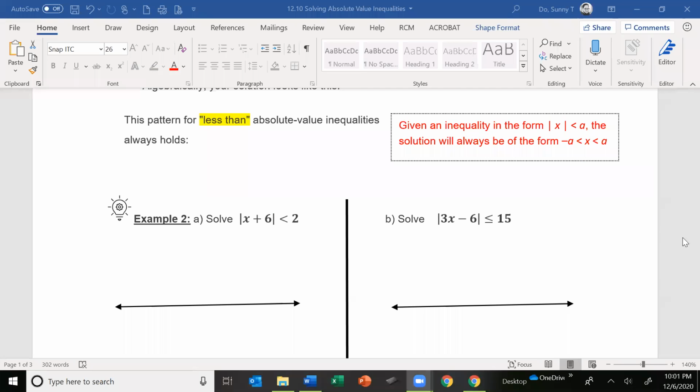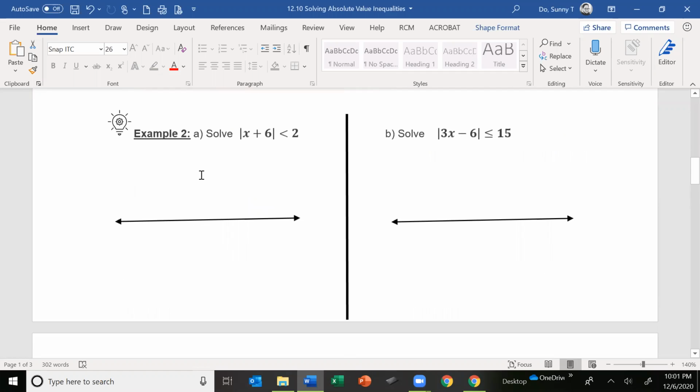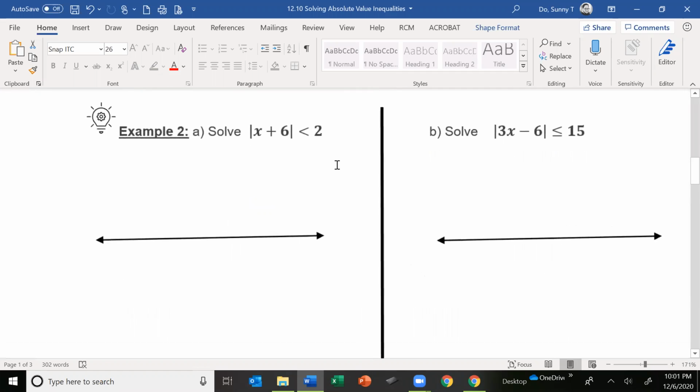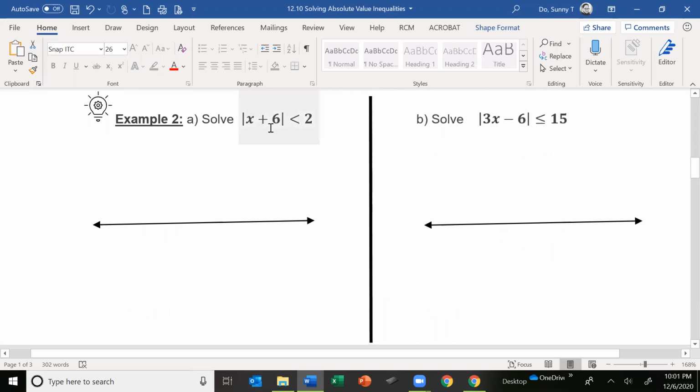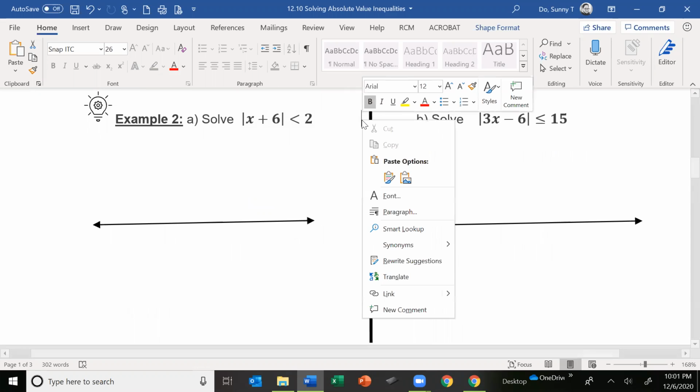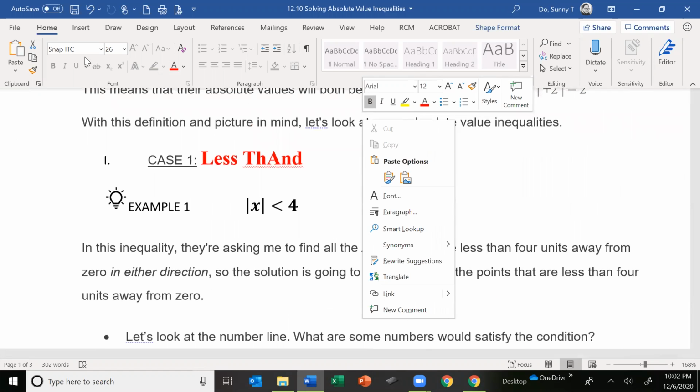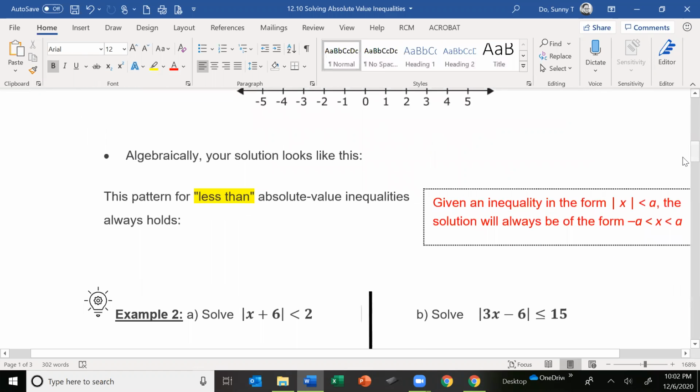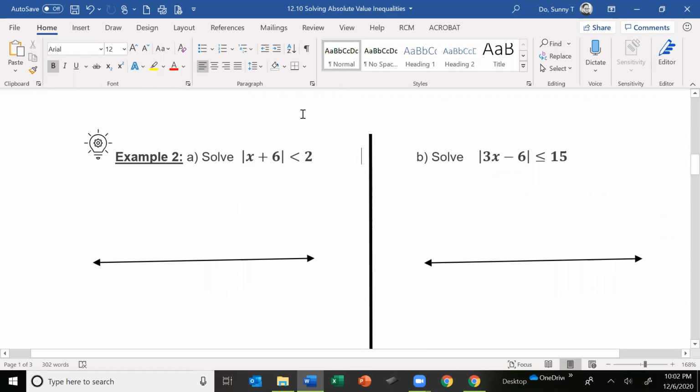Let's take a look at the first two examples right here. Now, example 2, part A. We are asked to solve the absolute value of x plus 6 less than 2. Let's think about this. What it means is that the value of x plus 6 has to be between negative 2 and 2. It has to be less than 2 from 0.